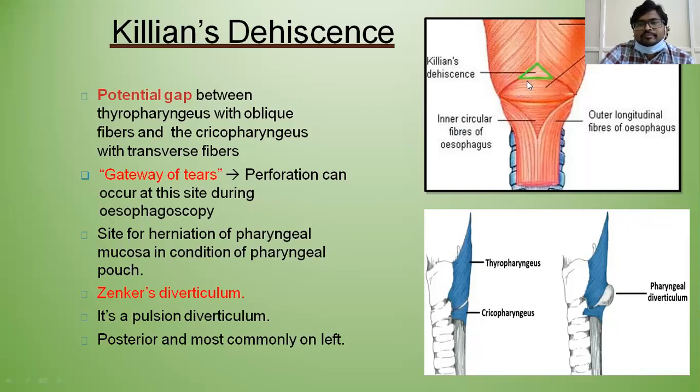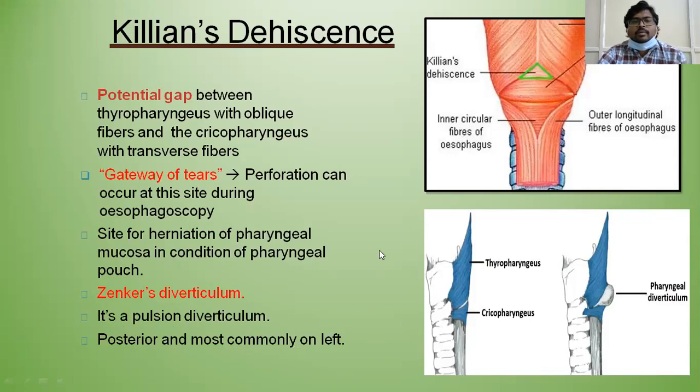This pouch usually lies posteriorly and more on the left side. It is known as Zenker's diverticulum. It is also known as a pulsion diverticulum. Pulsion means something that pushes forward. So it is known as pulsion diverticulum. It is more commonly present posteriorly and also on the left side.